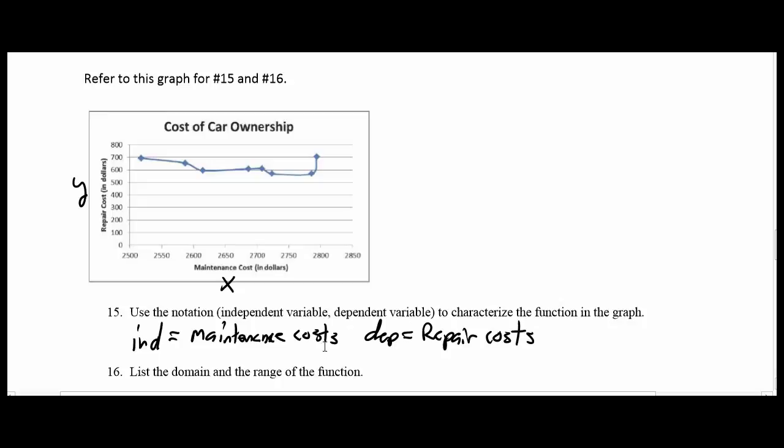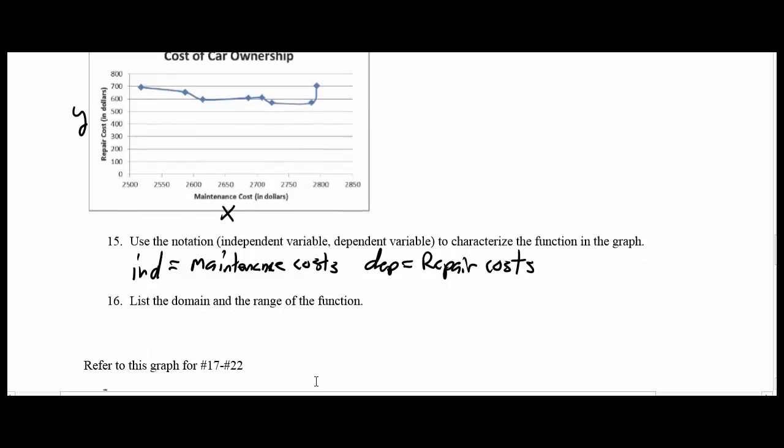Number 16 asks us to describe the domain and range of this function. So we're going to set up a set of numbers, so it's the variable x such that, then we're going to look at our x-axis, and our x-axis seems to go from around, let's say 2500 all the way up to 2800. So the domain is anything between those two values. So 2500 less than or equal to x less than or equal to 2800.